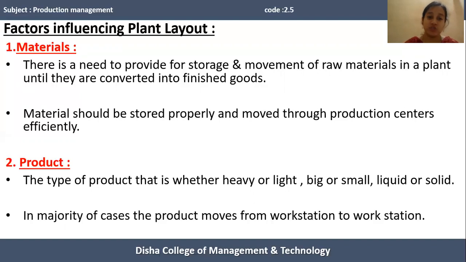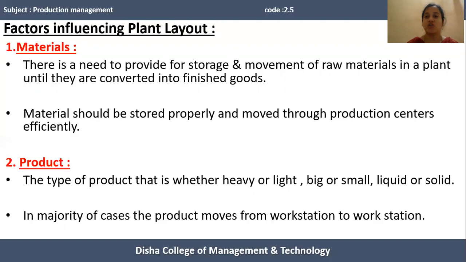And materials should be stored properly and moved through production centers efficiently. Material should be stored properly, because if the plant is unable to store the material properly, then unnecessary cost and unnecessary losses arise to the organization, which ultimately leads to an increase in production cost. So there should be proper provision for storage of materials. So the production manager should identify the type of material which the firm uses, and accordingly, if he designs the layout of the plant, then the firm gets maximum operating efficiency.